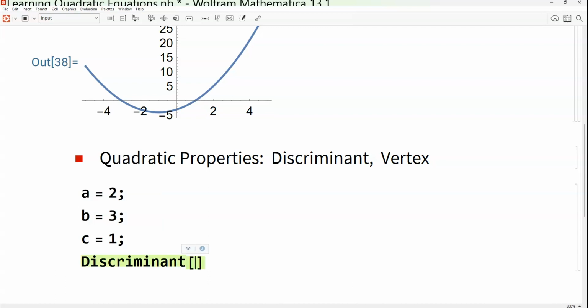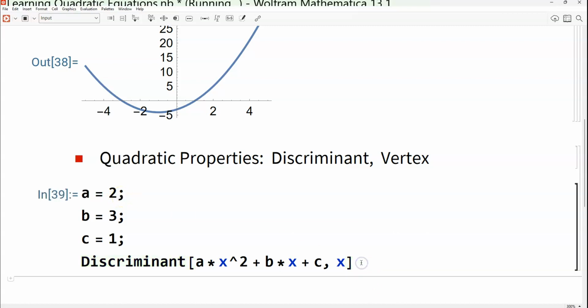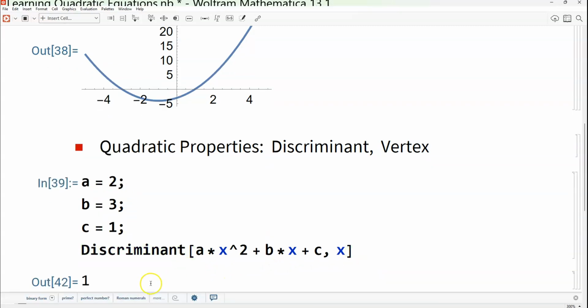ax squared plus bx plus c for the domain x. What we can see here is that this is just your general quadratic equation, but here we're going to find the discriminant when a is equal to 2, b equals 3, c equals 1. Okay, and the discriminant is 1.